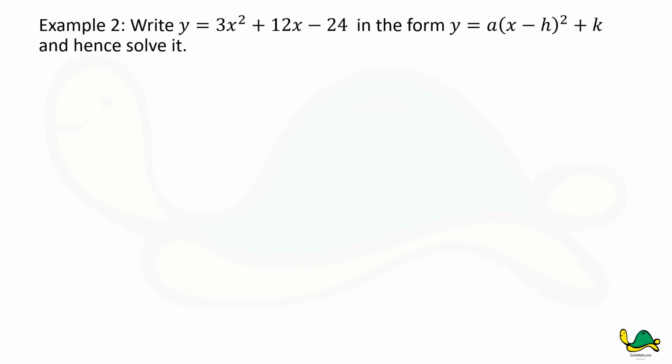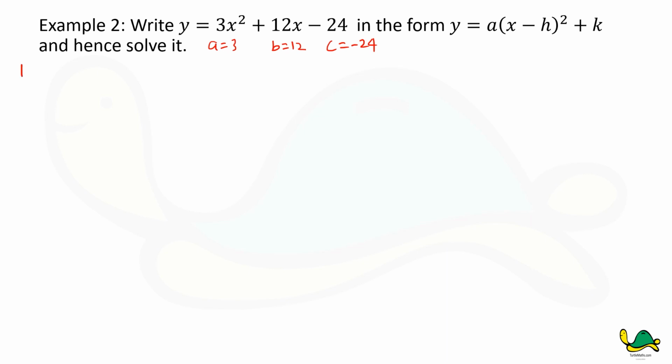Example 2. Write y is equal to 3x square plus 12x minus 24 in the form y is equal to a(x minus h) whole square plus k, and hence solve it. In this particular example, you can see your a is not equal to 1. Here my a is 3, my b is 12, and my c is negative 24. So when my a is not equal to 1, I have to make it 1. And how can I do it?